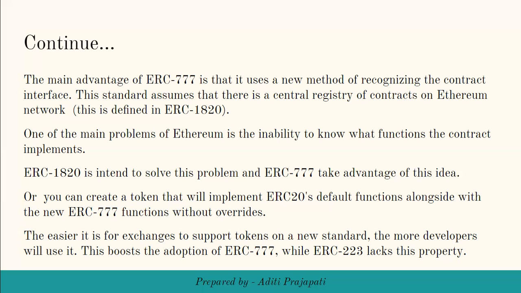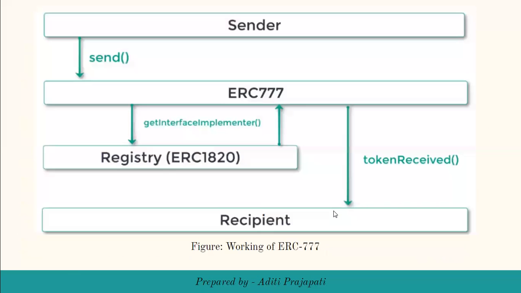After ERC20, we developed other functions so as to reduce the flaws of ERC20. So if the exchange supports the legacy ERC20 functions, then without any new functionality, new tokens can be implemented and shared. So the easier it is for an exchange to support tokens on a new standard, the more developers will use it. And this boosts the adoption of ERC777, while ERC223 lacks this property.